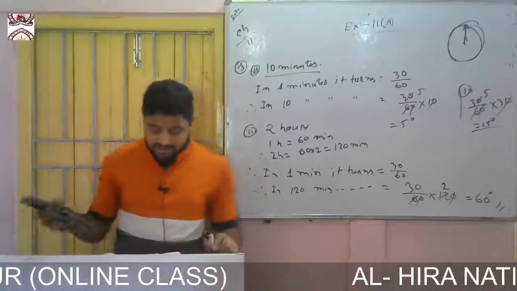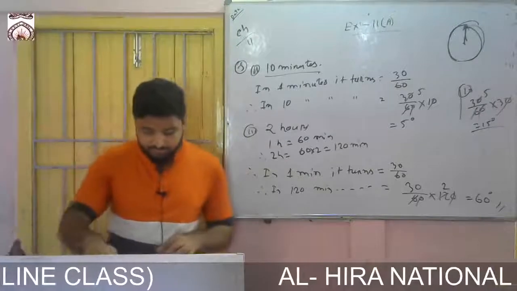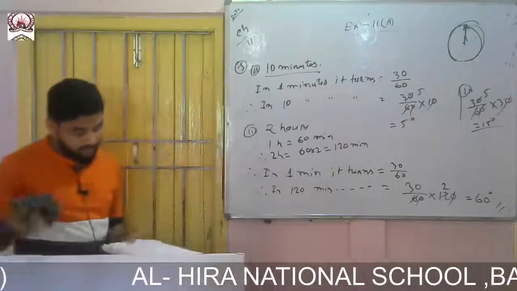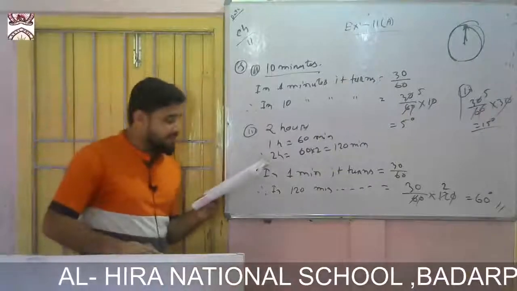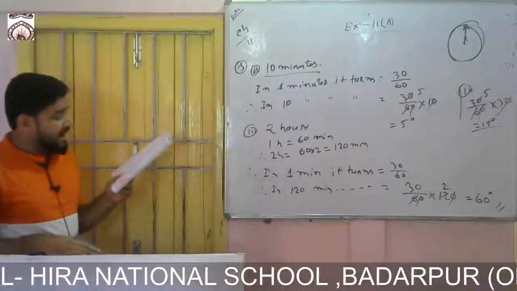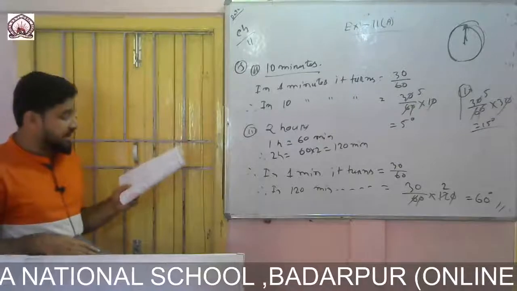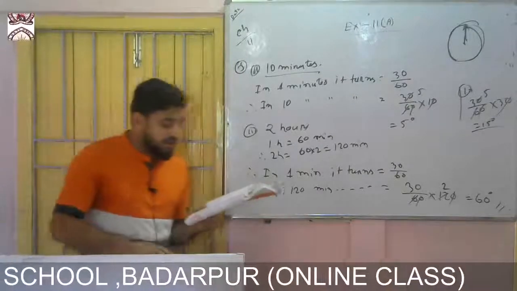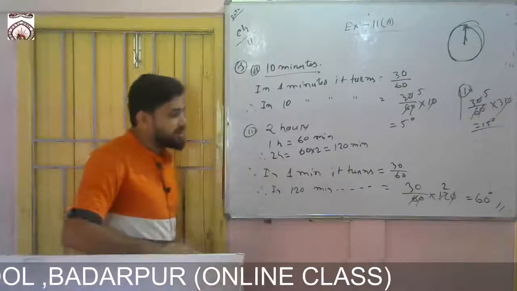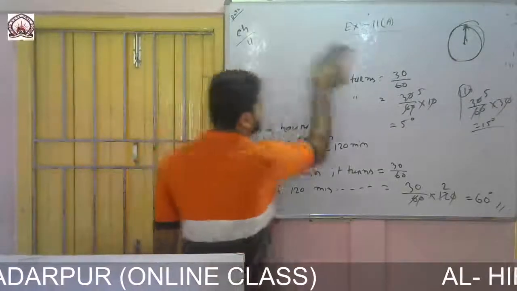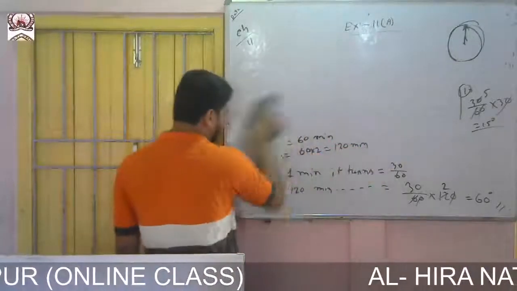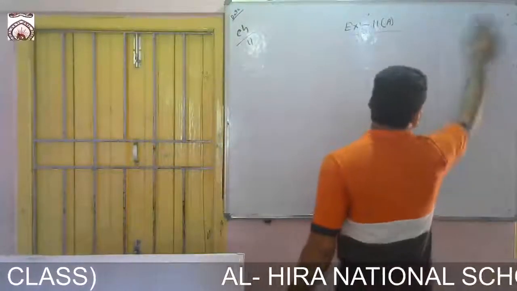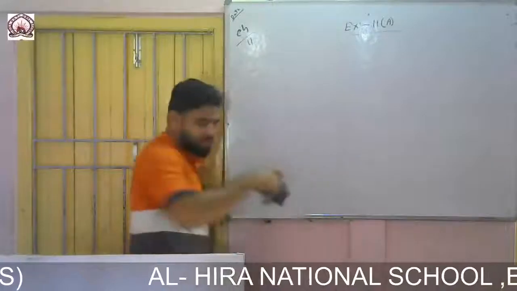Now come to question number 7. What is there? Find the number of degrees of turn when we turn in a clockwise direction from N to E. N to E, that means north to east.